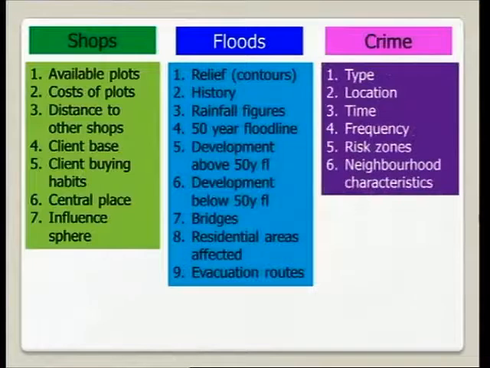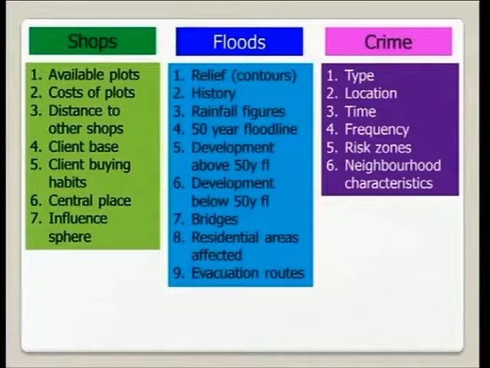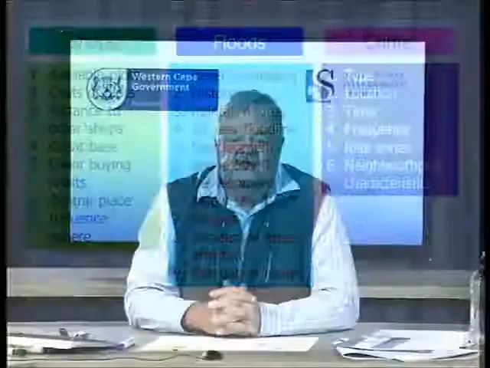If we look at crime, the type of crime, the location where crime took place, the time of the crime, when it took place, the frequency of a specific crime, and then risk zones, and then neighborhood characteristics. Now learners, what I've shown you there is a number of factors that plays a role in each and every, be it a shop or flooding or crime or location of factories.